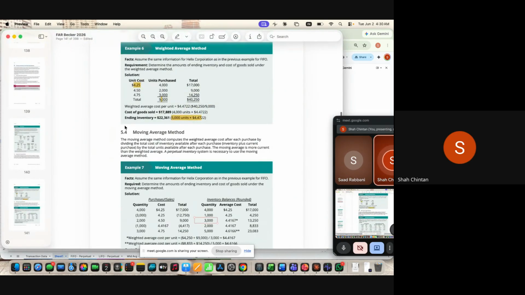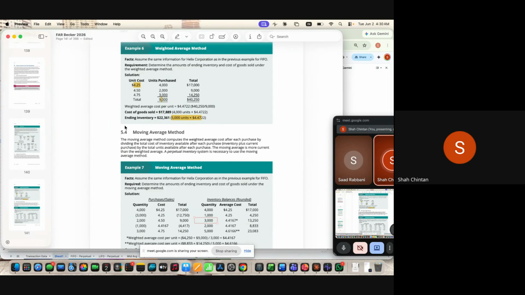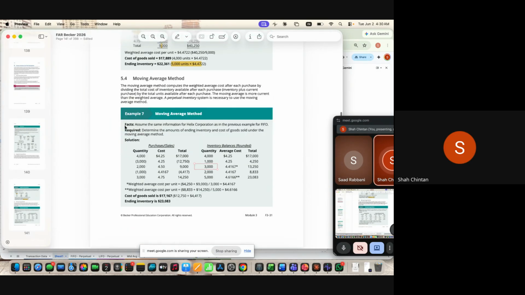In the last example, you waited for the entire year's purchases only as a base, and then based on the purchases you made, you calculated a single average rate. Clear? 5.3, 5.4, both examples 6 and 7.